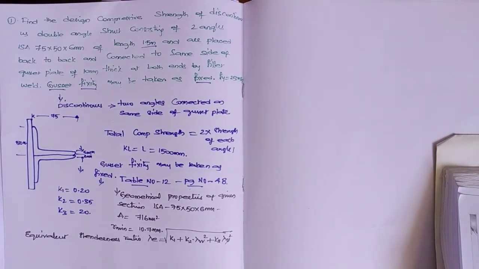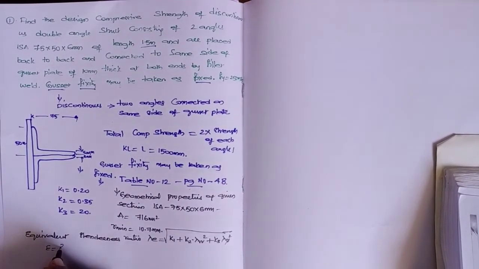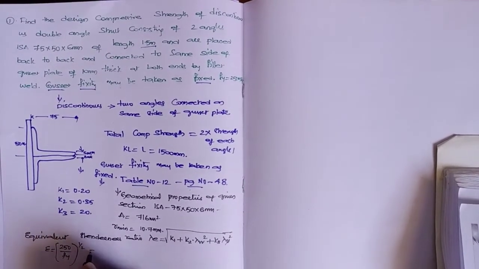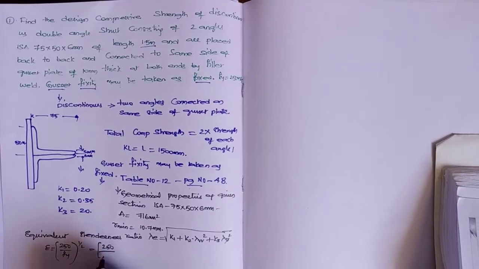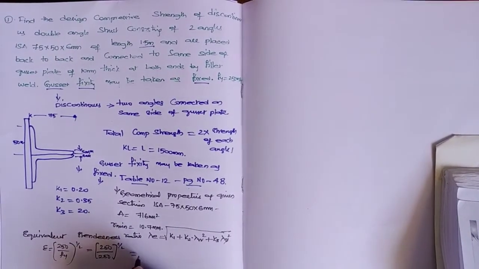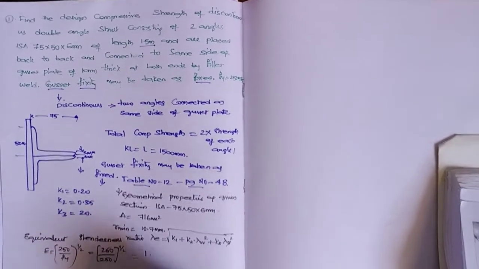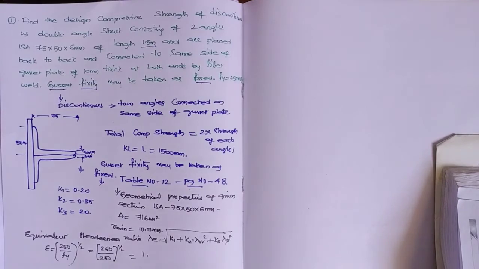Now in this value, while calculating, epsilon equals to 250 by fy to the power of 1 by 2. What is 250? fy is given as 250. Okay, now 250 by 250 is 1. 1 to the power of anything, it will be 1 only. Now we'll calculate lambda vv.